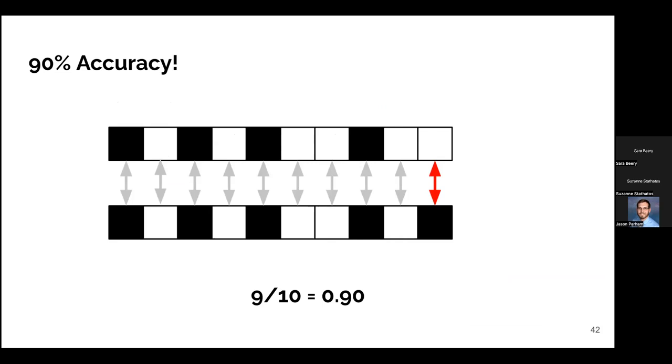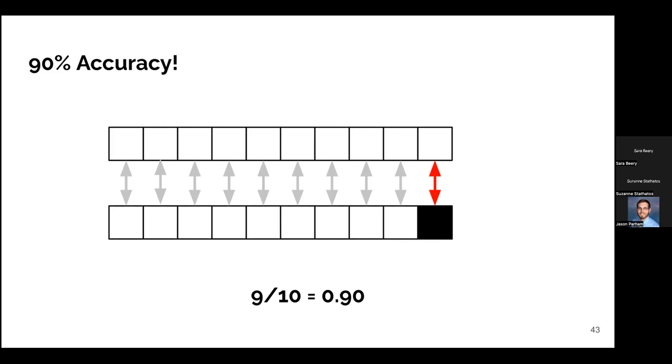So if we look at these predictions, where the top one is predictions and the bottom one is the labels, 9 out of 10 of these are the same. And so in terms of regular old accuracy, we get 90%. And so that's great, right? We're happy with 90%. But you also get 90% if this is the case, right?